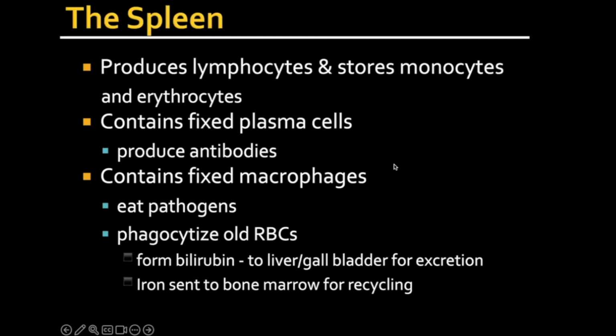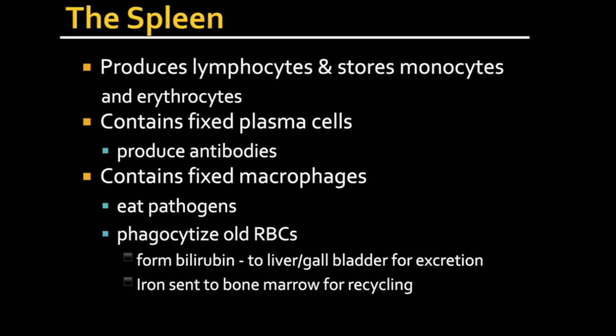All right, let's look at the spleen. The spleen is a big part of your immune system. Not only does it produce lymphocytes, which is, again, a type of white blood cell or leukocyte, it also stores monocytes and erythrocytes. It contains something called fixed plasma cells that produce antibodies. I'll talk about that more in a second.